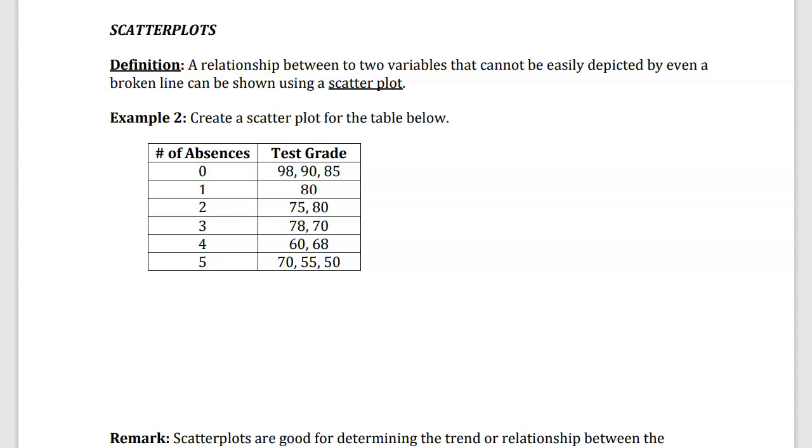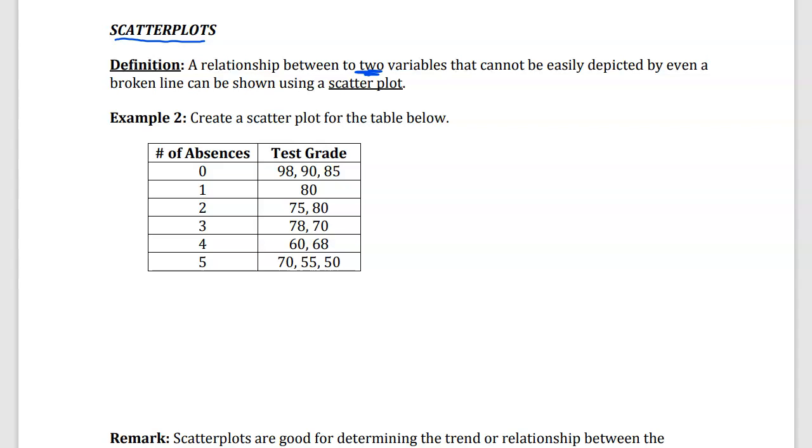The next type of graph that we want to look at is what is called a scatter plot. The scatter plot shows a relationship between two variables. So these are going to be two separate numbers that cannot be easily depicted by even a broken line. So these are things that could have the same value on the same x-axis or something along that line.